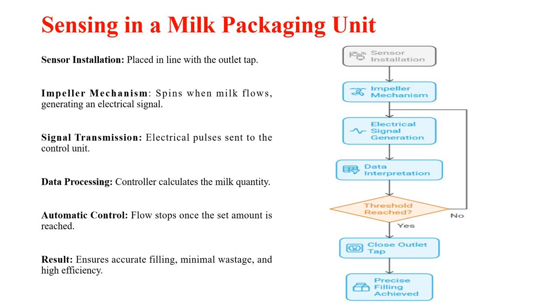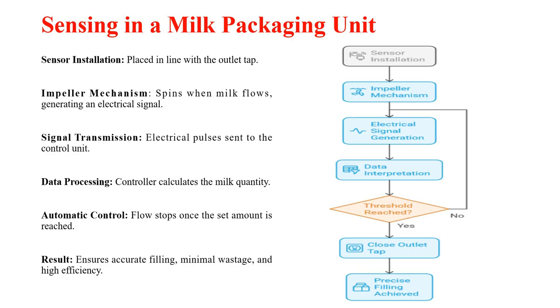A flow sensor is installed in line with the outlet tap, where milk is dispensed into the bottles or the packets. And this sensor is placed to monitor the amount of milk flowing through the system. Okay. Then you have impeller mechanism, that is the working of the sensor.